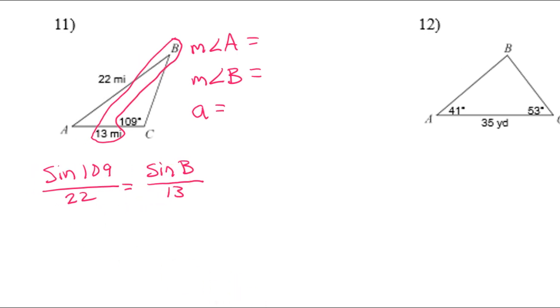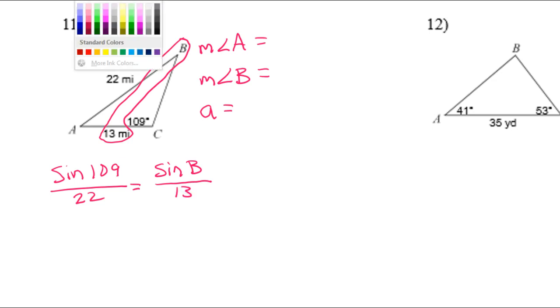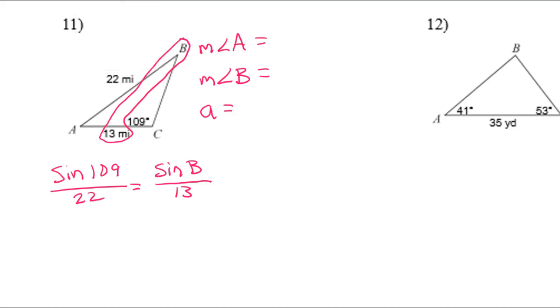Actually, I'm not going to cross multiply per se. I just want to get rid of the 13. So the easiest way to get rid of the 13 would be to simply multiply both sides by 13. Cross multiplying would cause me an extra step. So these are going to cancel each other out, and now I have the sine of B by itself.